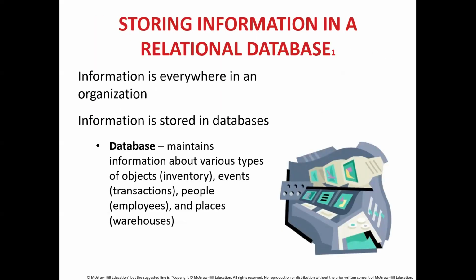Storing information in a relational database. Information is everywhere in an organization. Information generally is stored in databases in an organizational background. A database maintains information about various types of objects: inventory, events or transactions, people or employees, and places, that is, warehouses. A database is an organized collection of structured information or data typically stored electronically in a computer system. A database is usually controlled by a database management system.